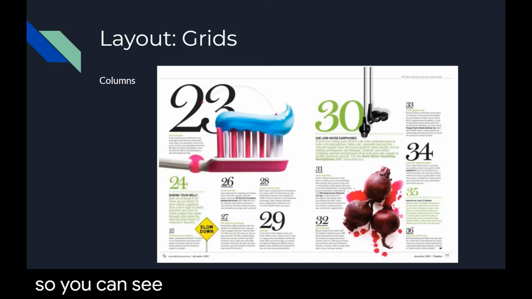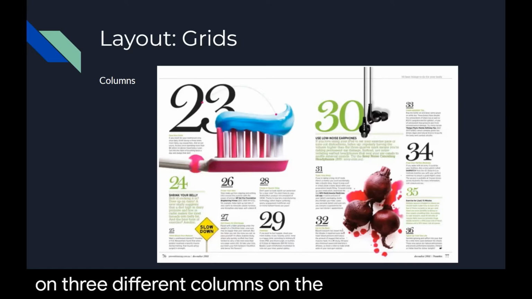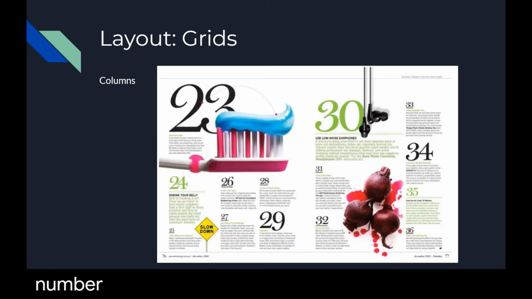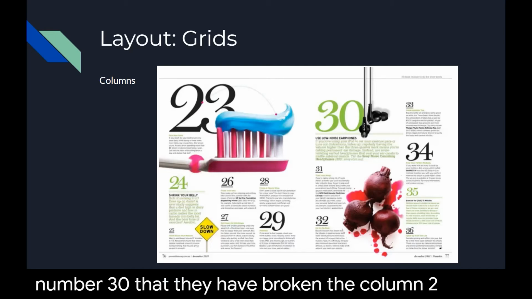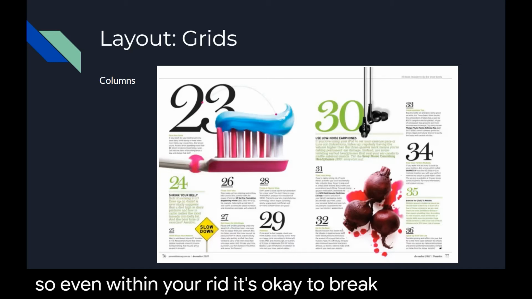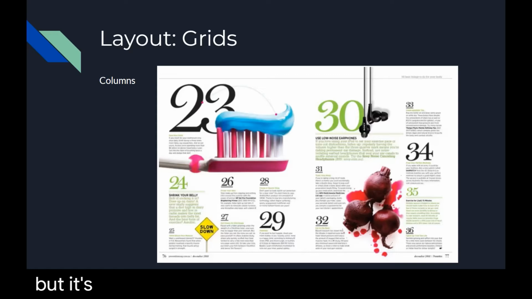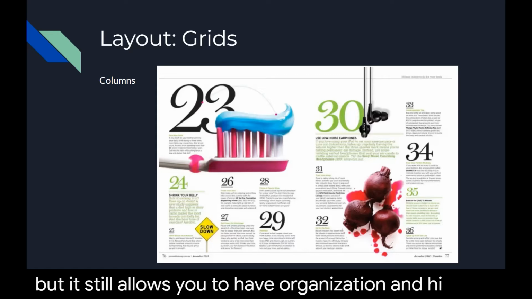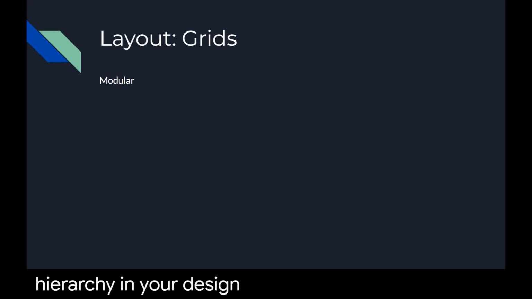So here's an example of the use of columns in design. You can see here that most of the text lines up on 3 different columns on the page. But notice on number 30 that they have broken the column to allow 30 and its subtext to go across the different columns. So even within your grid, it's okay to break it sometimes, but it still allows you to have organization and hierarchy in your design.